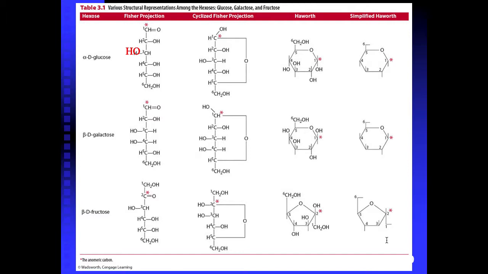And that's the one you have to pay attention to, that position of the hydroxyl group. See the way this is alpha and it's down? Look at the beta. Beta D-galactose, it's up. Could this be alpha D-galactose? Yep. Does it function the same? Yes.